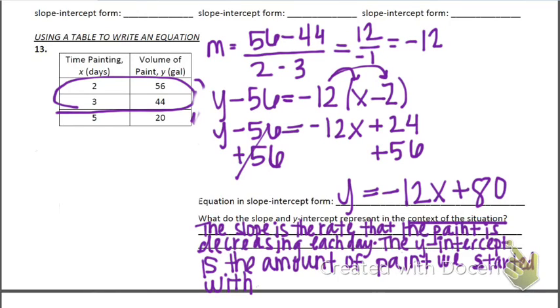So what I want you guys to do before we go, we have 4 more minutes. I want you to work on problem 14. And then before you go, we're going to check our answer, and that's how you're going to get out of here today.